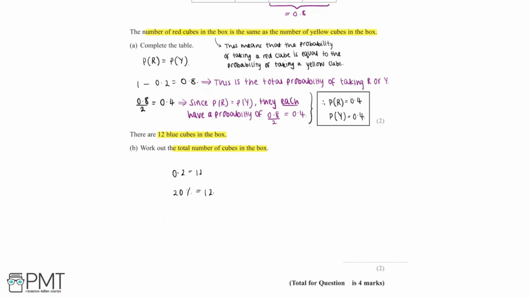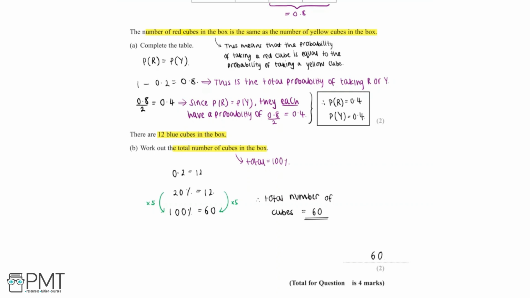Now before we continue with this question, we need to establish that the total number of cubes would be the value equal to 100%. Now since we know 20%, we need to work out 100%. Now to get from 20% to 100%, we want to multiply both sides by 5. 12 multiplied by 5 is equal to 60, and so we can now say that the total number of cubes is equal to 60, which we can write down in our answer box below.